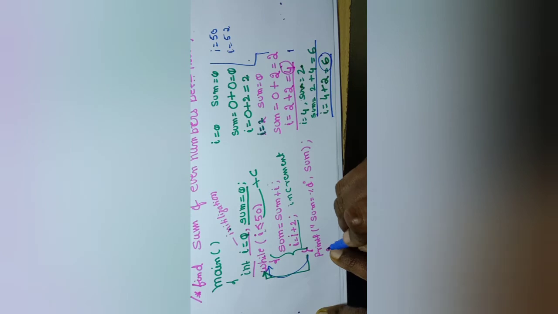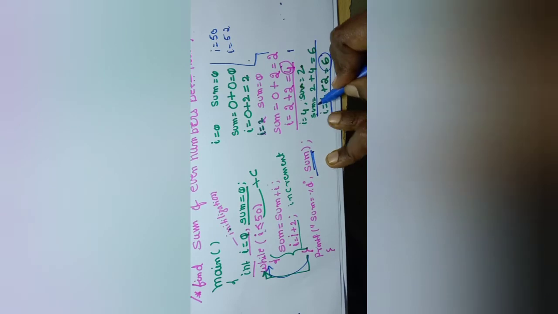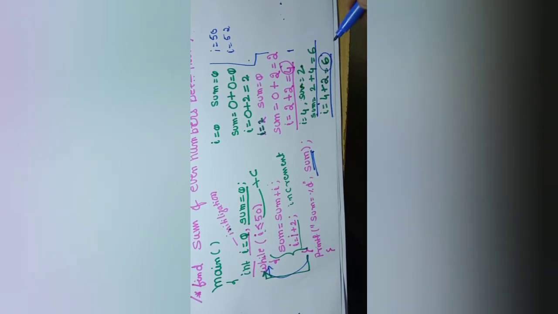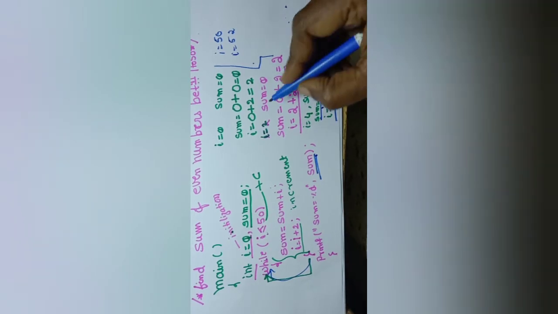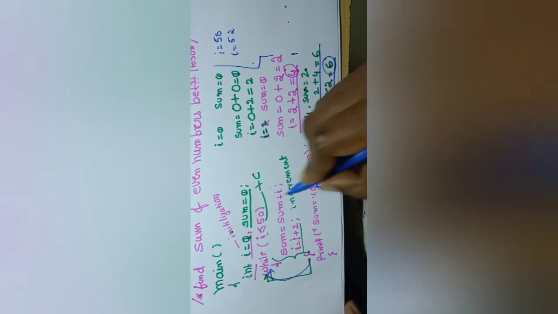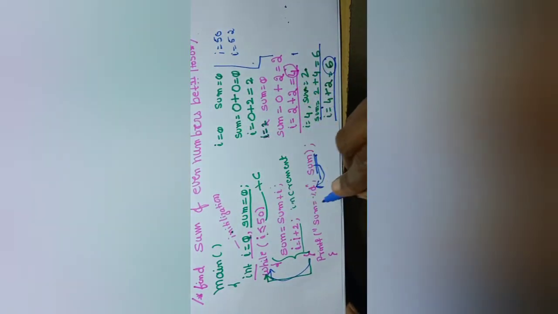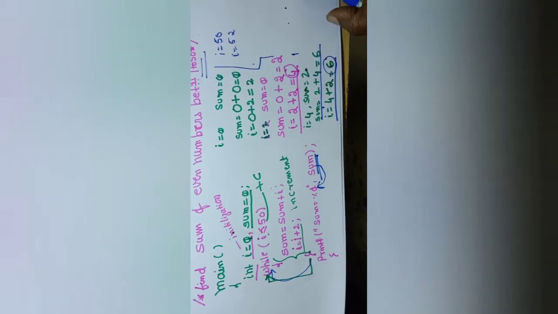It executes the printf statement. What value is present in the sum? Sum is added, sorry, the even numbers. Here 2 plus 4, next it is adding 6, 6 plus 8. Like that all the numbers are added and the answer is stored in the sum variable. That sum is printed here. In this way, this program is going to add the even numbers between 1 to 50.